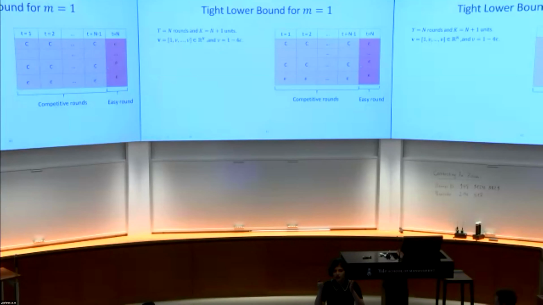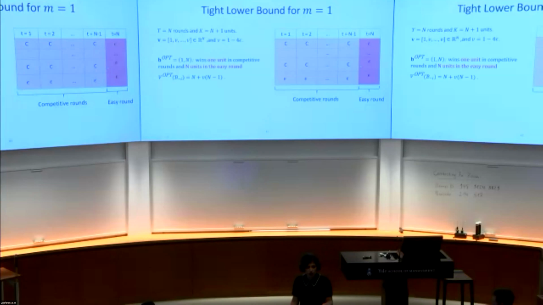So I have a bunch of very difficult and competitive rounds where Bob is submitting very high bids. The last one is a very easy round, because all the bids are submitted by the competitors, it's easy to win all of them. So if you try to go with the optimal bidding strategy, which is not universally feasible but is ROI feasible, you go with a pair of 1 and n, meaning that you submit a bid of 1 and you just repeat it n times: 1, 1, 1, 1.